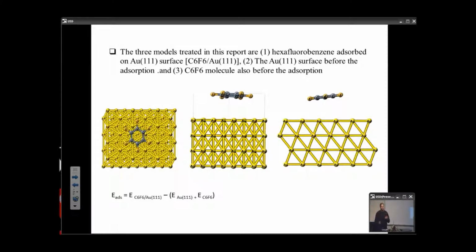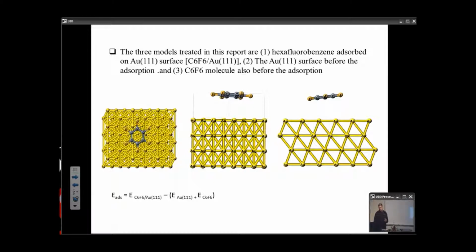Okay, let's go through what we did using VASP. First of all, we have three models. The first one is gold, the second is hexafluorobenzene, and the third model combines both. This is the top view on the left-hand side, and the other picture shows how the hexafluorobenzene sits away from the gold surface and how the adsorption process goes.